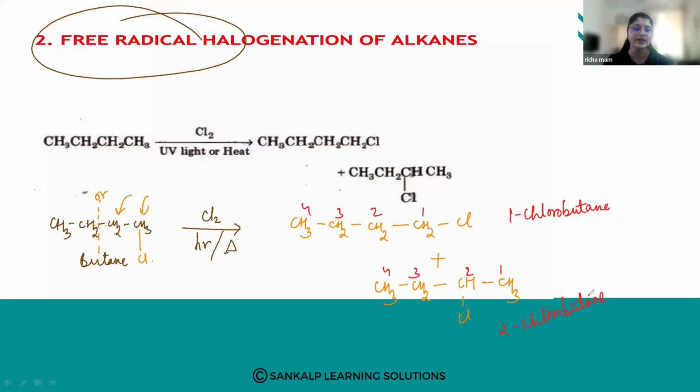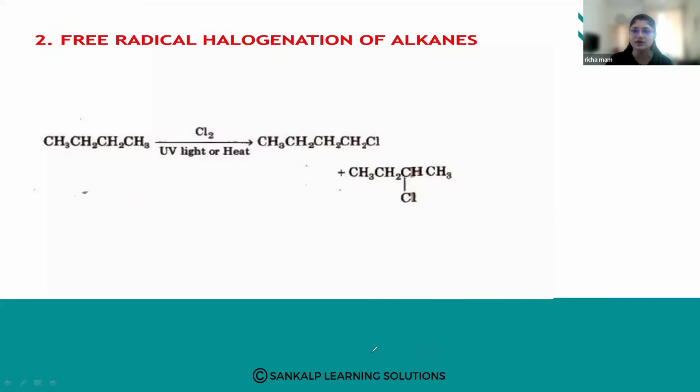Free radical mechanism: because it is a symmetrical carbon chain, both carbon atoms are the same. So at one carbon you obtain one product, and at another carbon you obtain another product. These are the products obtained. Is it clear? Let me give you an example on this. I want the answers from you all.